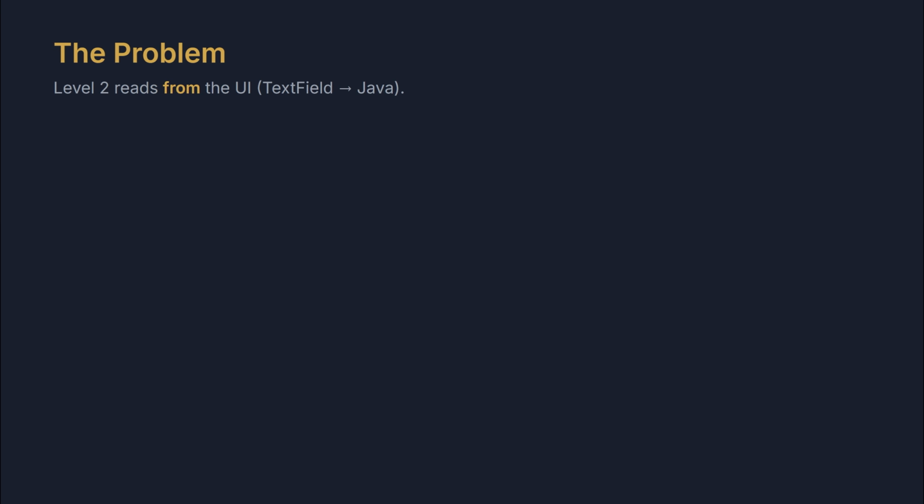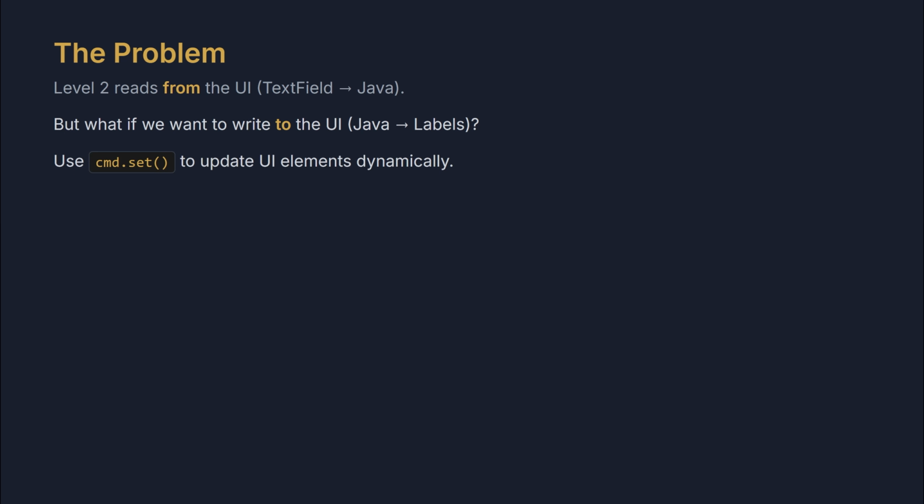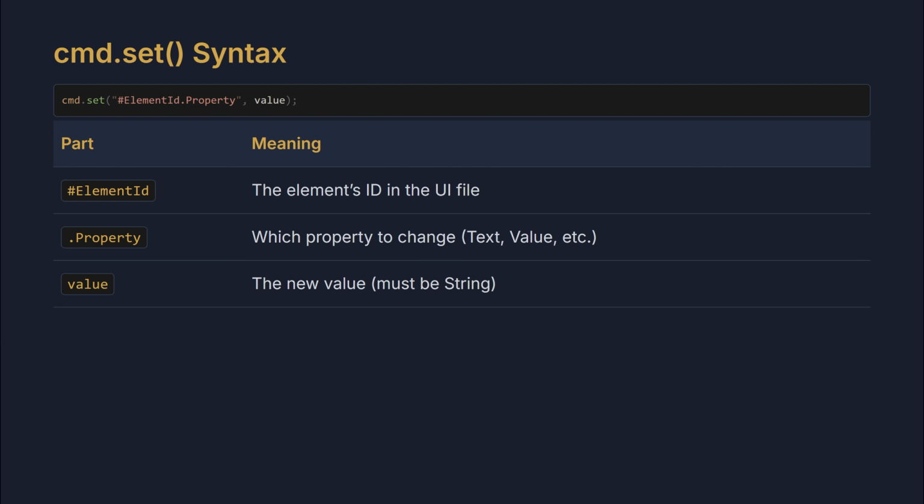So the problem: level 2 reads from the UI. But what if we want to write to the UI? So from Java to the labels. We can use a method called .set to update UI elements dynamically. We can call it like that. We pass in an element ID, which is just the element ID in the UI file, which property we want to change. Most times we want to change text, but we could also change other values, I guess, like color. And we can pass in the value, which must be a string.